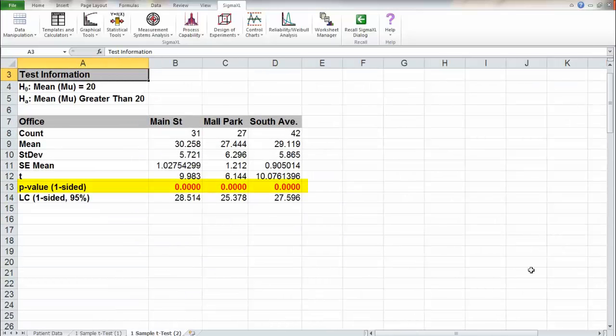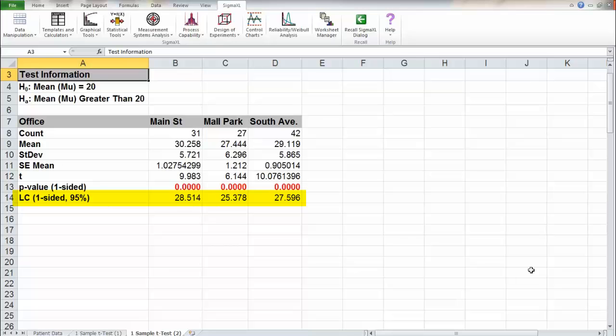we immediately get one sample t-tests for each office. All of them have low p-values. So here is our overall conclusion. Wait time is indeed greater than 20 minutes. We are 95% certain that if you looked at all patients for the Main Street office, the wait time would be at least 28.5 minutes.